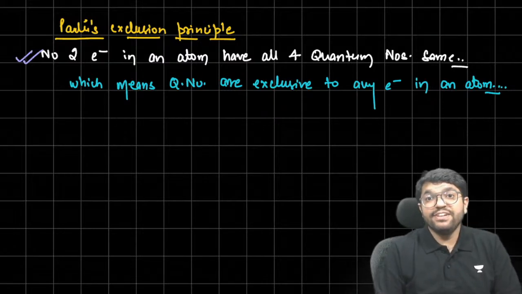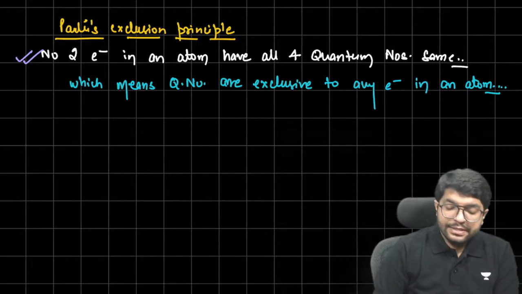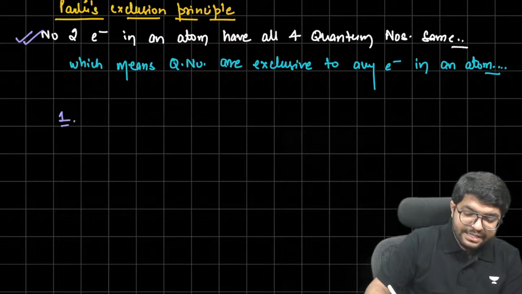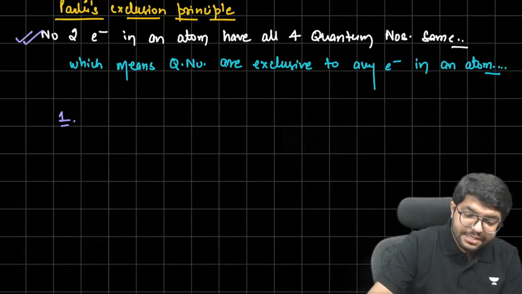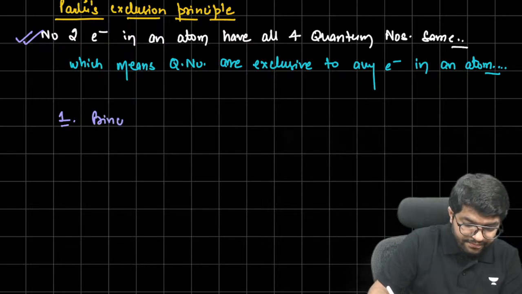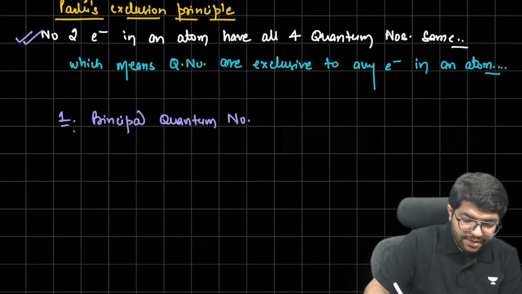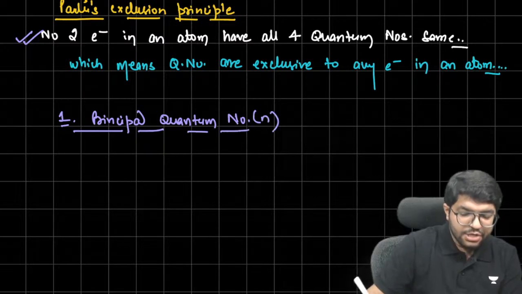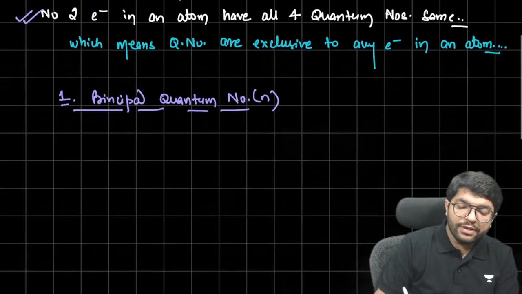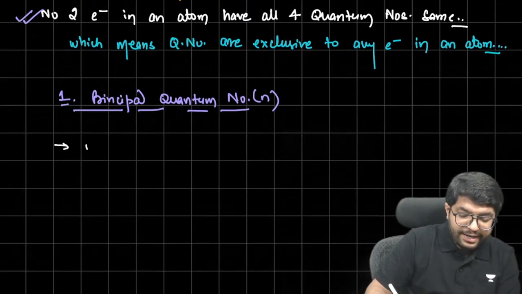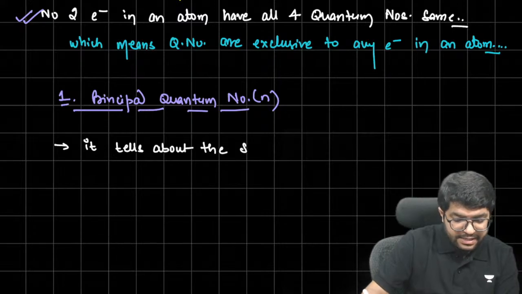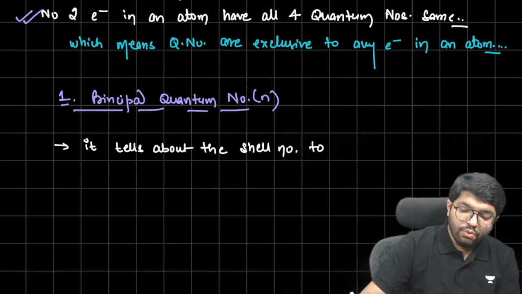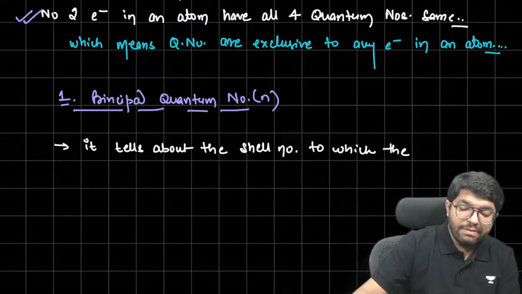Now here itself we need to discuss two more things. The first one is the principal quantum number, because that is how we start, principal quantum number, small n. The first point: what does it tell about? Number one, it tells about the shell number to which the electron belongs.